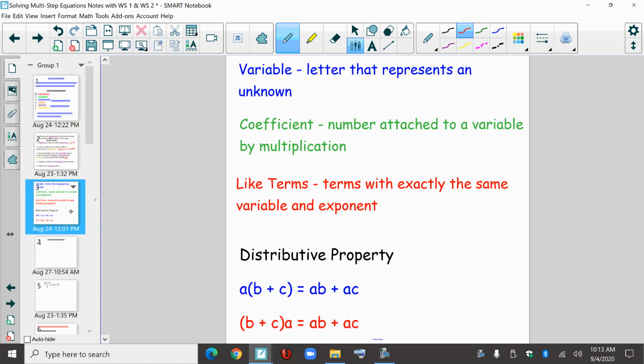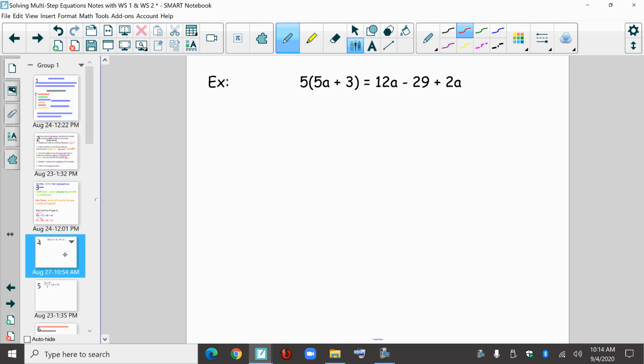So a couple of things you need to remember is the variable is the letter. The coefficient is the number attached by multiplication to the variable. Like terms are terms with exactly the same variable and exponent. And this is the distributive property. And you guys have seen this multiple times. This is whenever you are taking A times B and A times C. But it's also on the right-hand side, A times B and A times C again. So you get the same outcome. So let's jump straight into this.